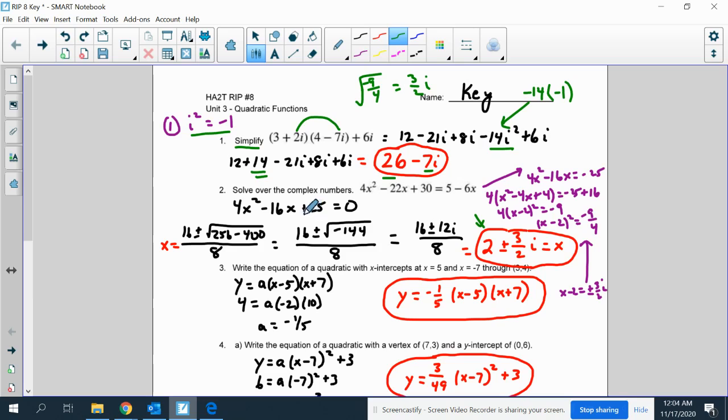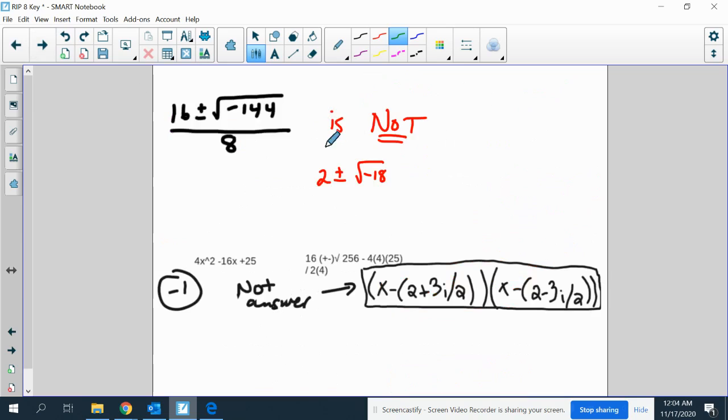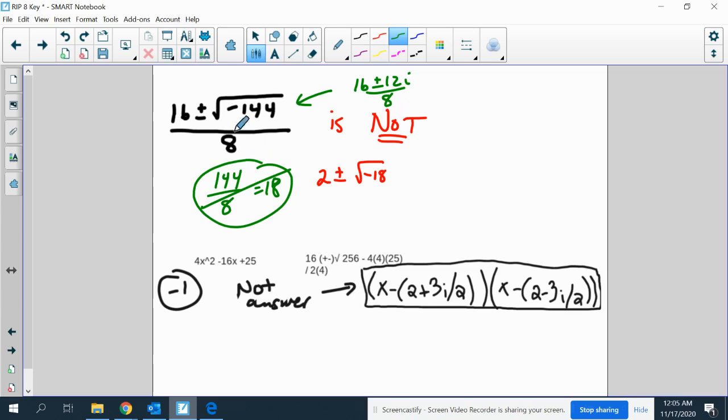Now, as this was happening, a lot of people made mistakes with regard to simplifying. So the square root of -144 is 12i. You cannot take the 144 and divide it by 8 to get 18. That's not something you can do in this problem because the 144 is inside of a root and the 8 is not. So since one of them is inside of a root and the other one's not, you cannot divide them out.